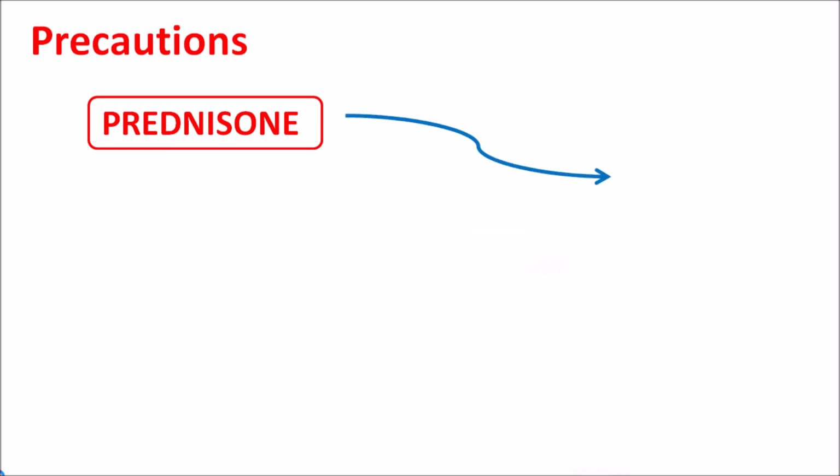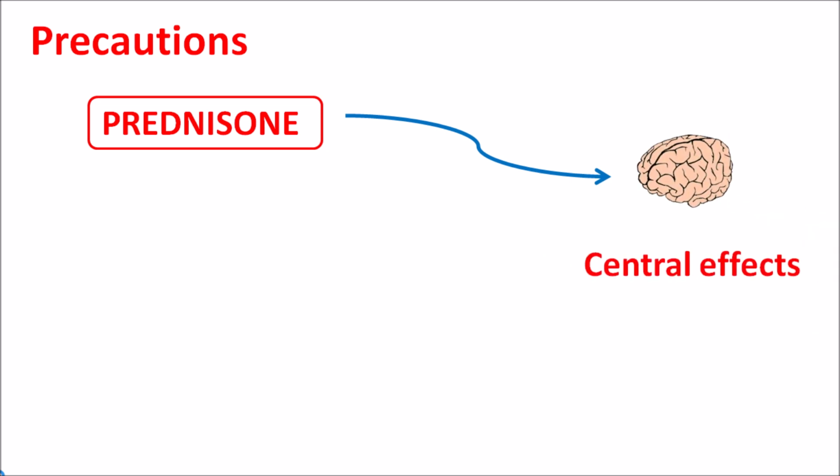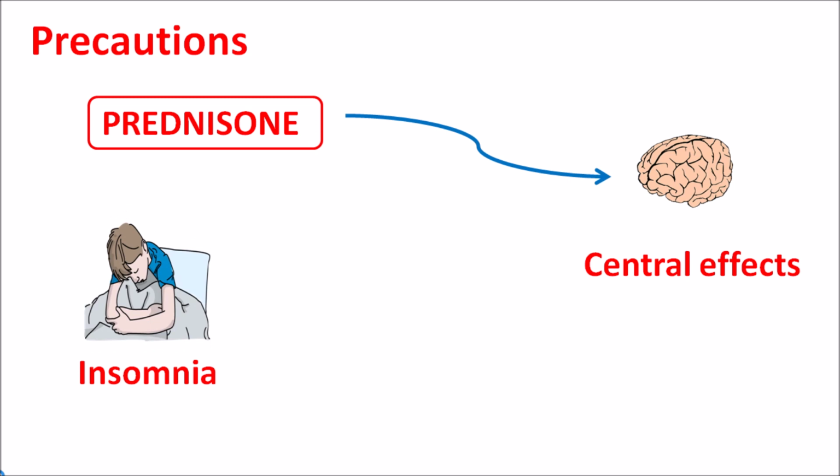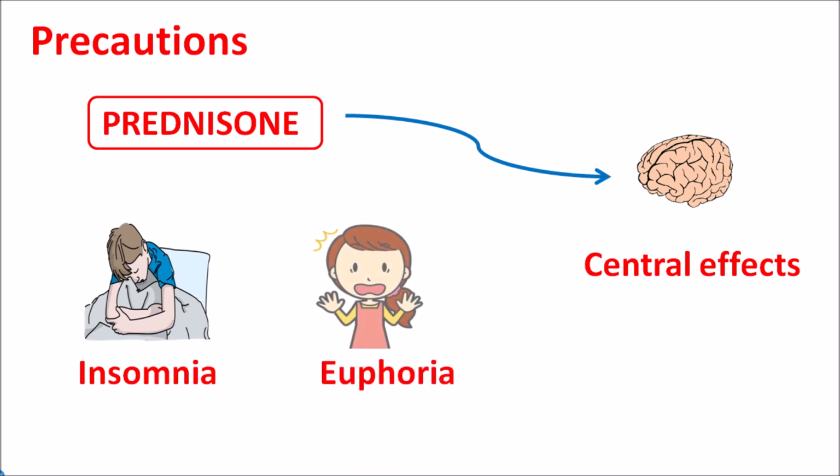This drug can also produce some central effects. Being a corticosteroid, prednisone may produce insomnia, lack of sleep, and it can even produce euphoria, a state of well-being which is commonly observed with opiates. With prednisone, again, euphoria can be observed in patients.